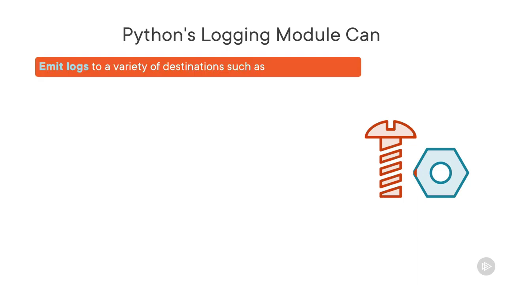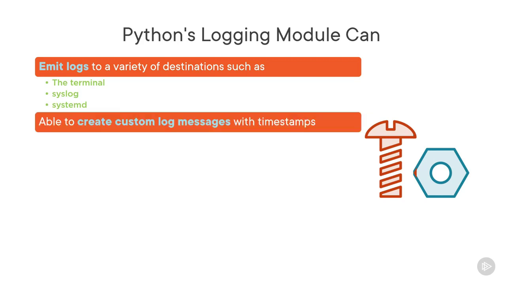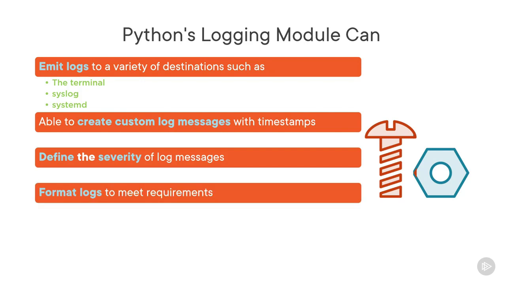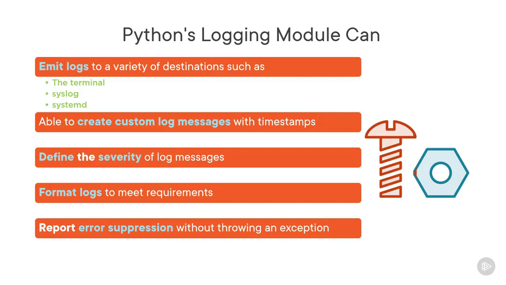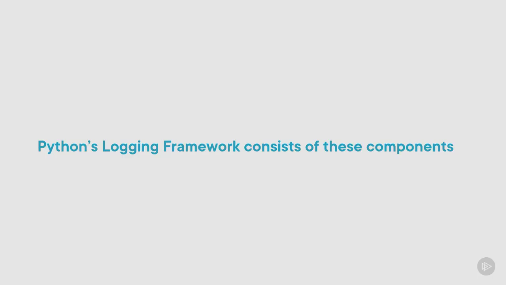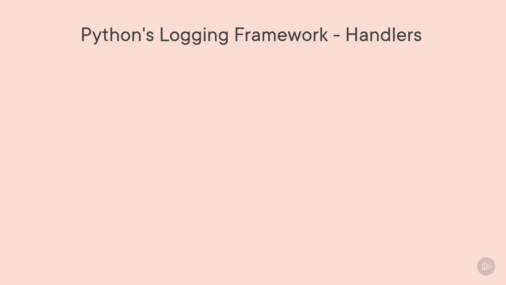Now let's look at what the logging module can do in Python. We can use it to emit logs to various destinations. Some of these are the terminal, syslog, or systemd. We can use it to create custom log messages with timestamps. We can define the severity of our log messages. We can format our logs to meet specific requirements. And we can report error suppression without throwing an exception, for example, to the end user. We also can use it to capture the source of log messages.